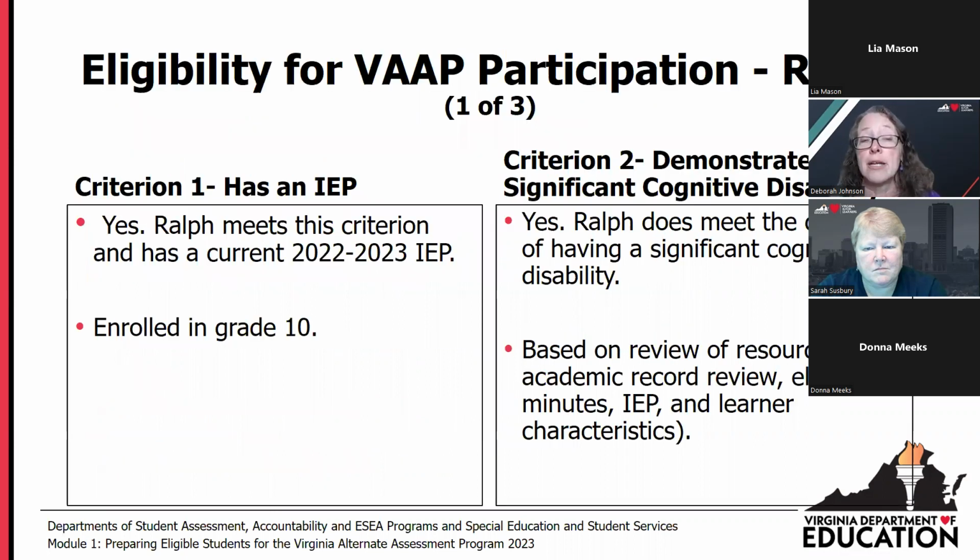So for criterion 1, yes, Ralph meets this because he has a current IEP and he's enrolled in grade 10. Criterion 2, does he demonstrate a significant cognitive disability? Yes, based on the review of all the resources we have on Ralph, we can say that he does meet the criterion of having a significant cognitive disability.